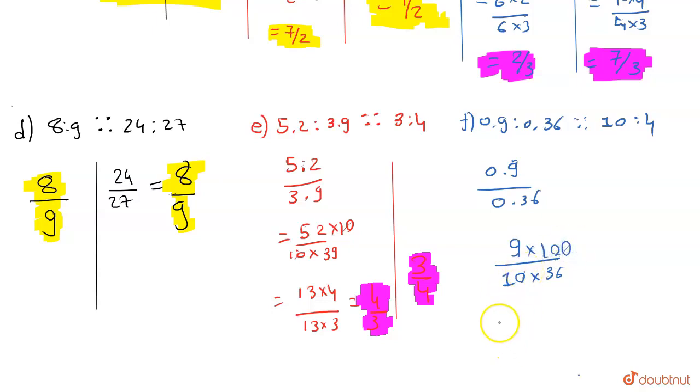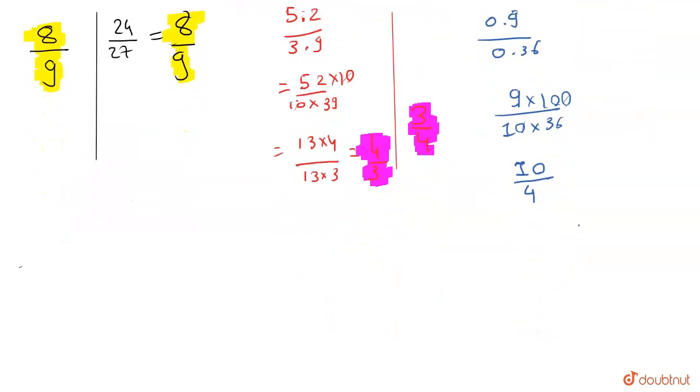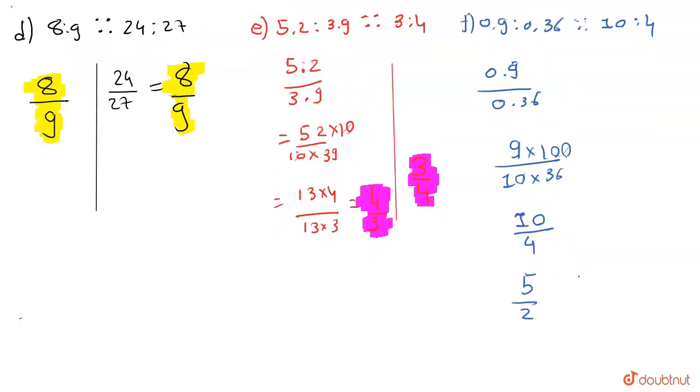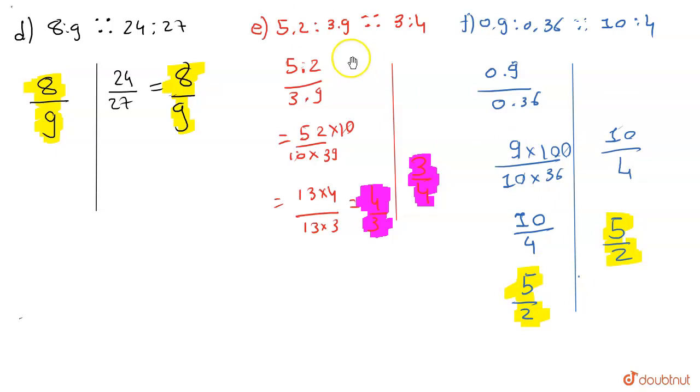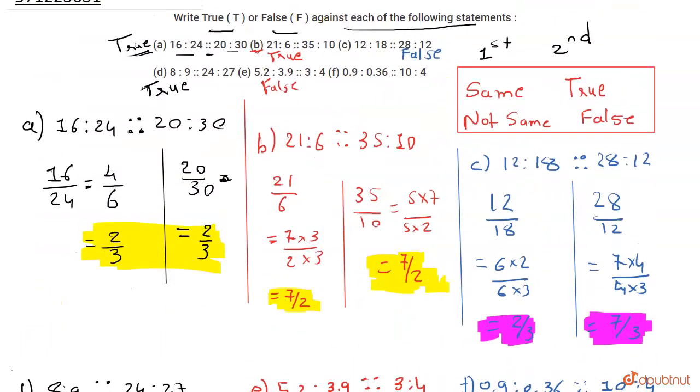So you cut the 10 and the remaining is 10 divided by 4, right? And that will become 5/2 at the end. And on the second side, in the second ratio, that will be 10/4, right? So 10/4 will become 5/2. So in both cases, that will be the same ratio on both sides. So this is true for option F. Thank you so much.